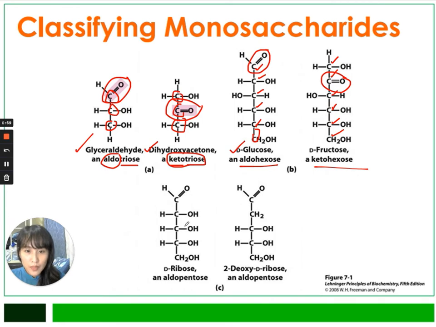The same applies here. We have D-ribose, which is an aldose because the carbonyl is at the end of the carbon unit, and it has 1, 2, 3, 4, 5 carbon atoms. So we will call it an aldopentose. And the last example is 2-deoxy-D-ribose. We have here an aldose again, and we have 1, 2, 3, 4, 5 carbons, which is also an aldopentose.